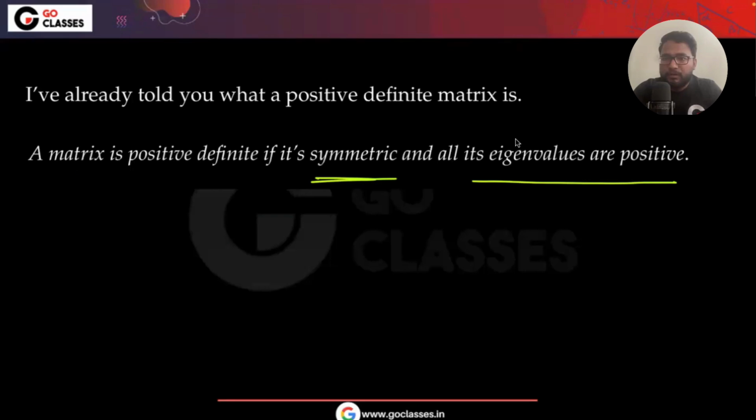Tejas is asking what the significance of positive definite matrices is. We will see this in optimization. Whenever we do optimization, you will get to know why we need positive definite matrices. It has not been discussed yet, but this is a good question.